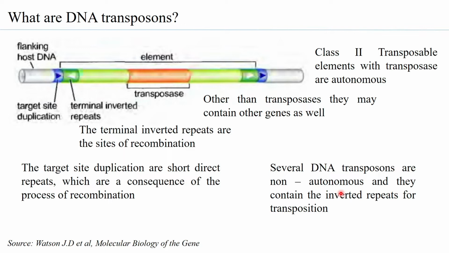For example, Barbara McClintock, in her studies with Zea mays, that is maize, was looking at the transposable elements Ac and Ds, of which Ds was non-autonomous and Ac was the autonomous element. And these were responsible for the formation of the different kernels in the maize.